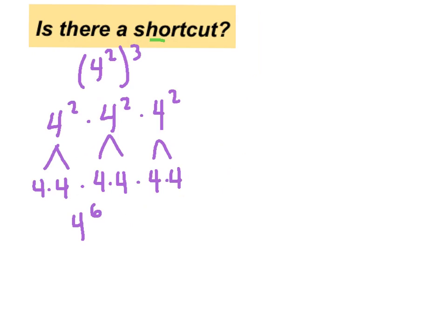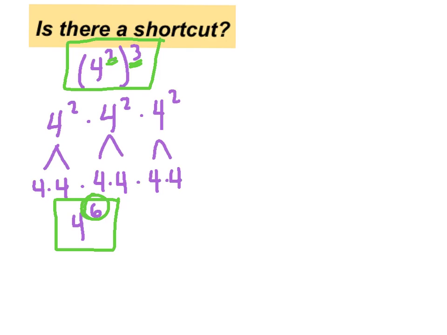So I'm wondering if you notice any kind of a pattern between what we started off with in our original problem and what our answer turned out to be. Hopefully you're noticing that 2 times 3 gives us 6. So for our original problem, 4 squared to the third power, we can multiply our exponents and get 4 to the 6th power.